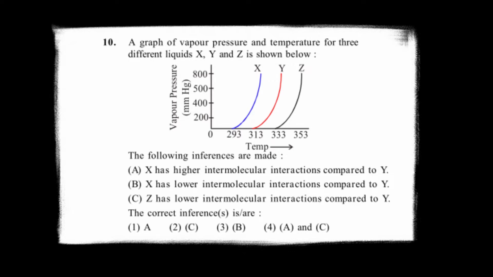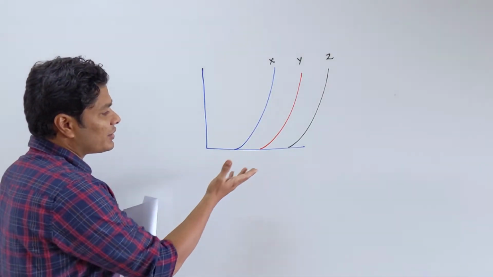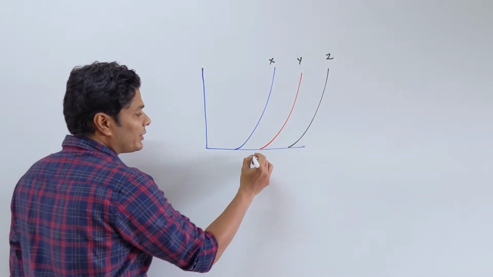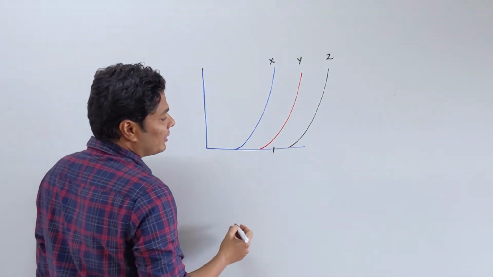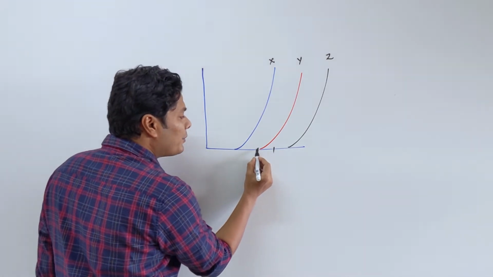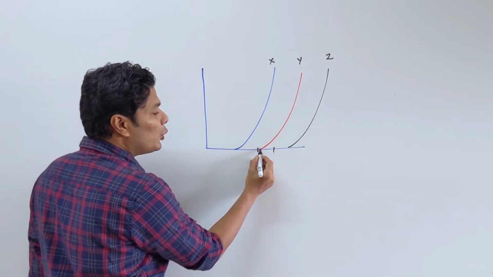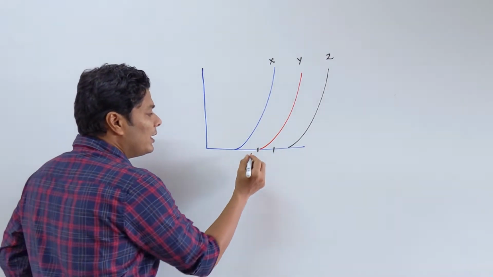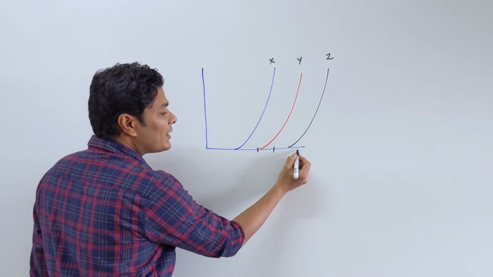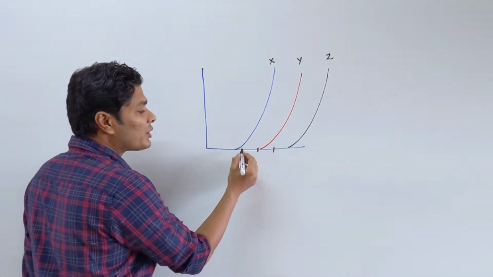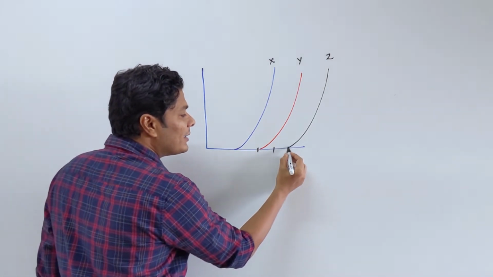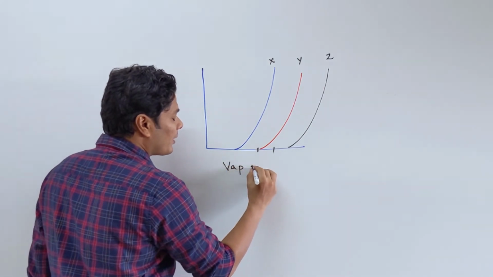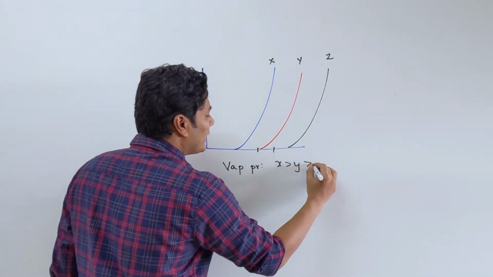Question number 10. The graph of vapor pressure versus temperature is given, vapor pressure on the y-axis, temperature on the x-axis, for 3 different liquids, X, Y and Z. Now instead of looking at the options, just look into this. At any given temperature, up to this temperature, Y and Z are 0, whereas X has some vapor pressure. So vapor pressure of X is greater than Y, Y is greater than Z.